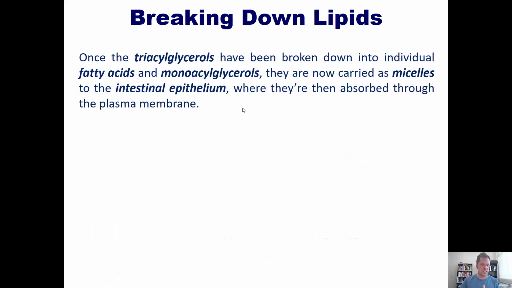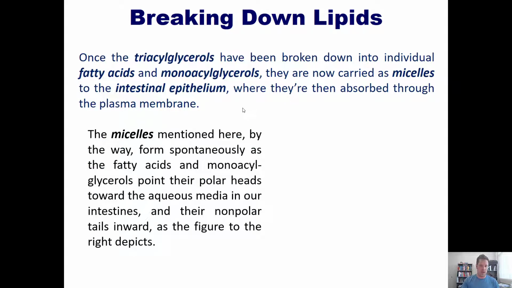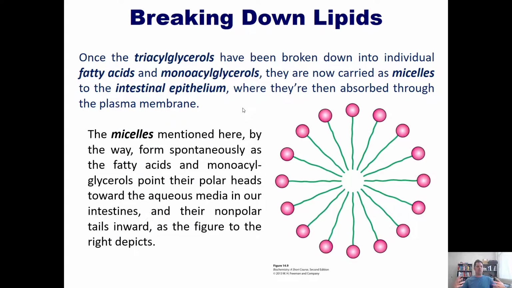So once triacylglycerols have been broken down into individual free fatty acids and monoacylglycerols, they now get carried as micelles into the intestinal epithelium, where they are then absorbed through the plasma membrane. Now, the micelles mentioned here, by the way, form spontaneously as the fatty acids and monoacylglycerols point their polar heads toward the aqueous media in our intestines, kind of shown here in this simple model as pink polar heads, and their non-polar tails inward, as depicted in this figure. Very similar to phospholipids in the phospholipid membrane, by the way.